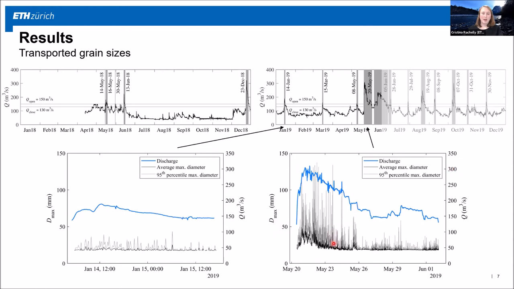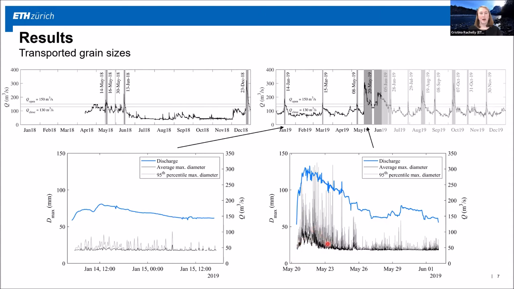And in gray and black, you can now see for 10-minute intervals, we extracted the average and the 95th percentile of the maximum diameter. So you basically see the transported diameters based on our relation between amplitude and diameter. You can also see that we have a threshold diameter. Below about 20 millimeters, we cannot pick up the signal because there's also signal noise. So this is our threshold diameter.